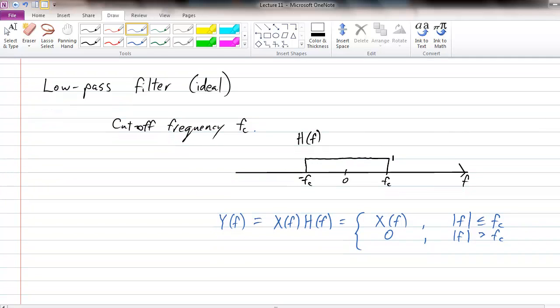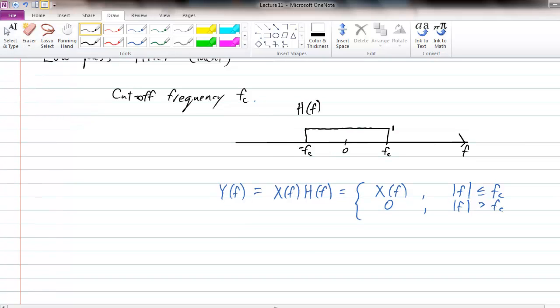All right, now for kicks, let's look at what the time domain, the impulse response of this filter would look like. And this is one we're familiar with. So look in the time domain. Impulse response.